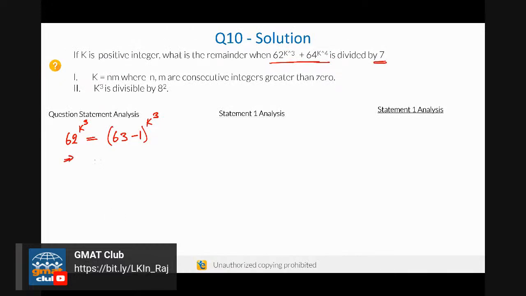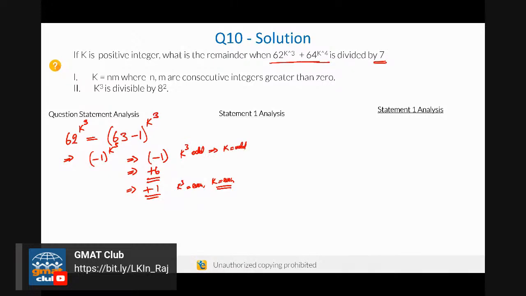This is going to be minus 1 whole to the power k cube, which could either be minus 1 if k cube is odd, which means I'll have a negative remainder, so I'll have to add 7, making it plus 6. That's one way. Or it would be plus 1 if k cube is even, which means k is even. Otherwise, k is odd.